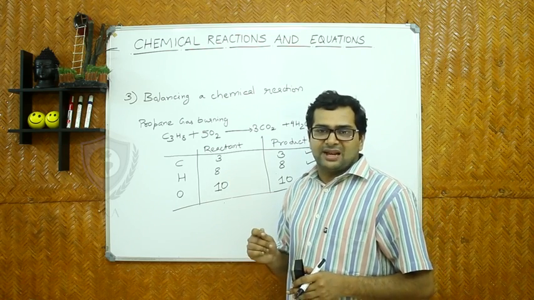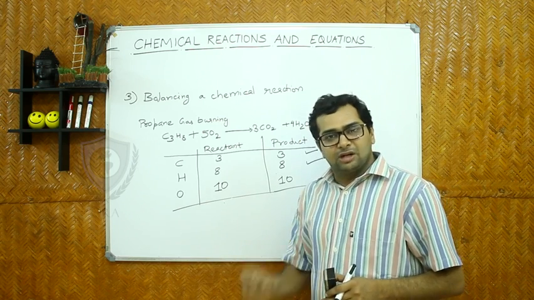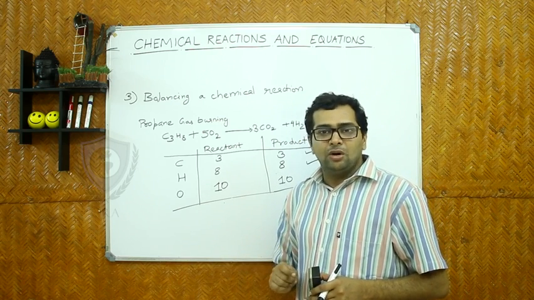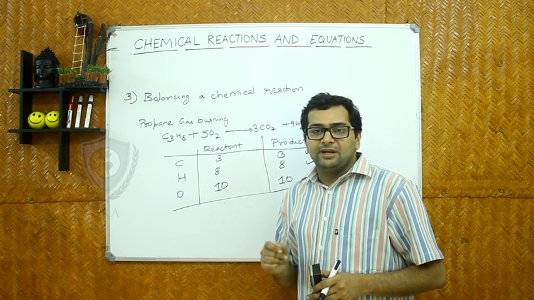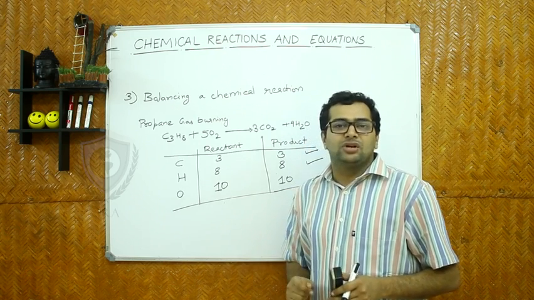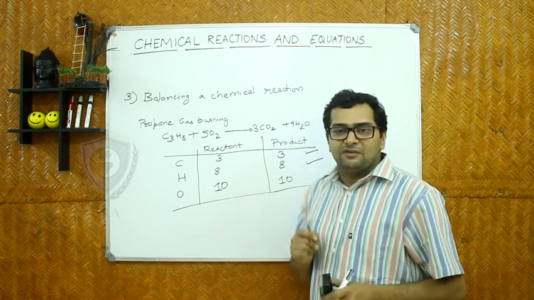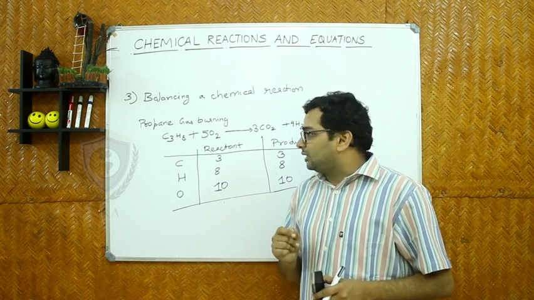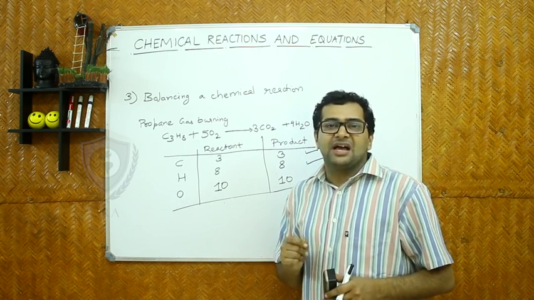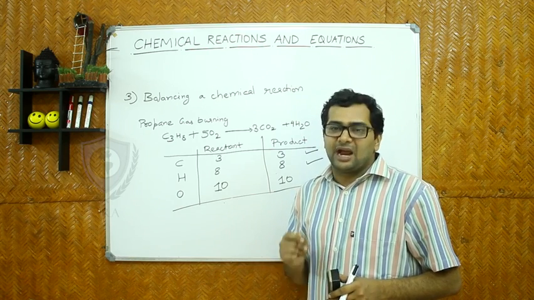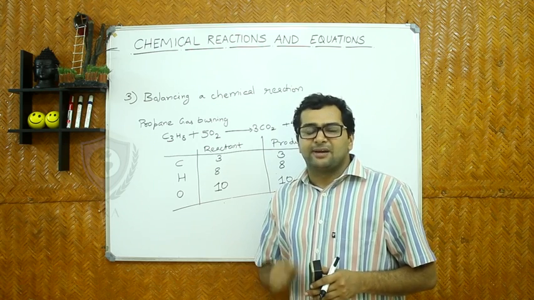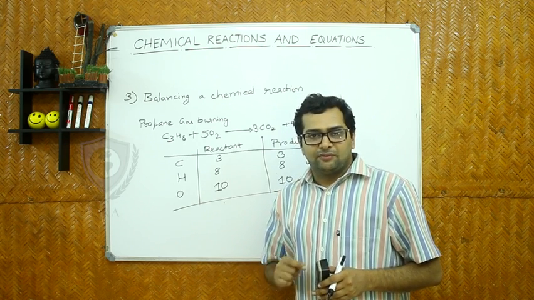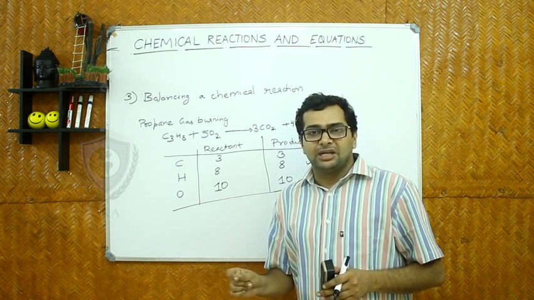So the first rule of balancing is you cannot change the chemical composition. Let me repeat it once more. You cannot change the chemical composition of a particular element or a compound. The second rule is when you start balancing, always start with a particular element which has the maximum number of atoms inside it. So now let's also look at some other examples with respect to balancing chemical equations.